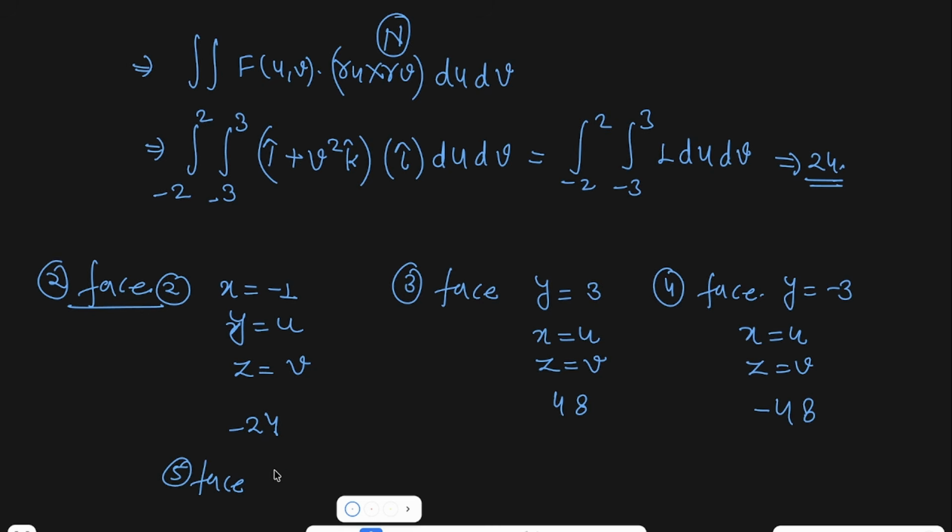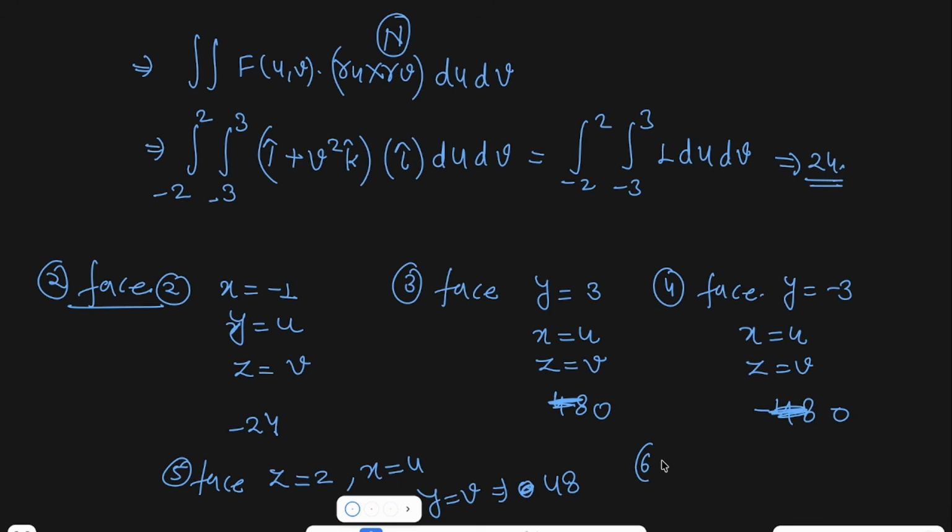In that case, the z limit is from minus 2 to 2, so it is minus 2 or plus 2. Take x as u and y as v. In that case you will get some different values. Let's say here you are getting 0, and this is also 0, here you are getting 48.